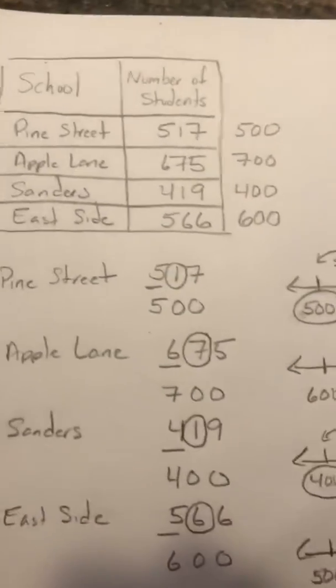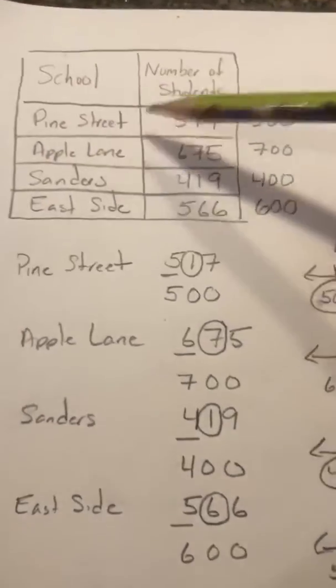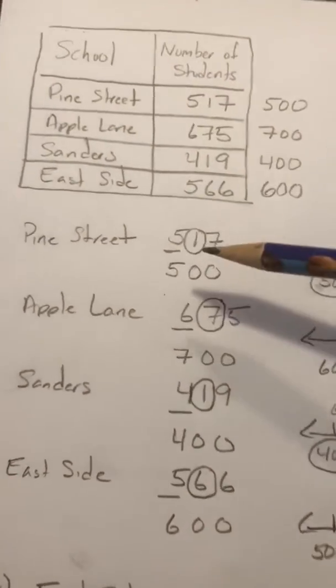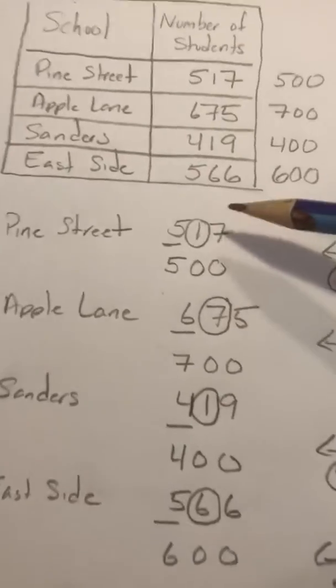So over here, I have a few solutions for this problem. What I did was I just rewrote the chart. So this tells us again how many students are at each school. The first way I did the rounding is typically how we've taught it in the past.